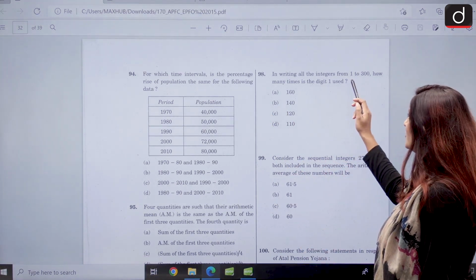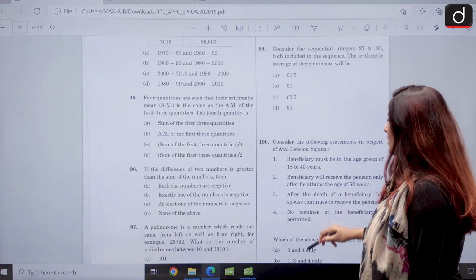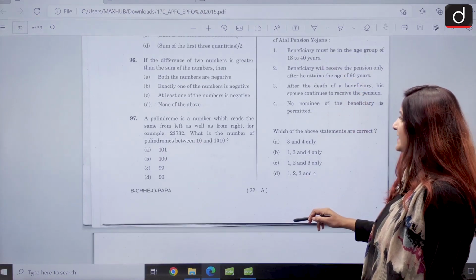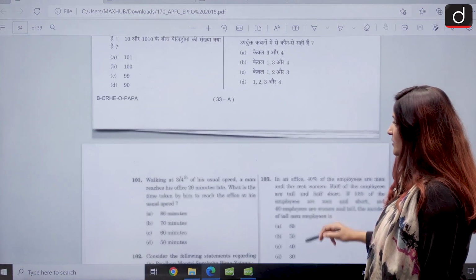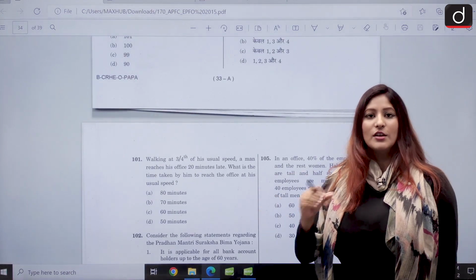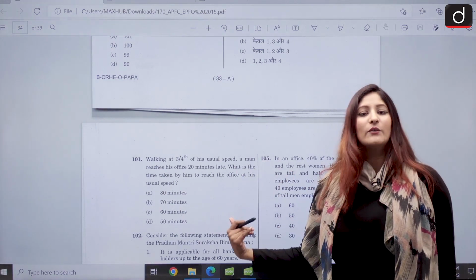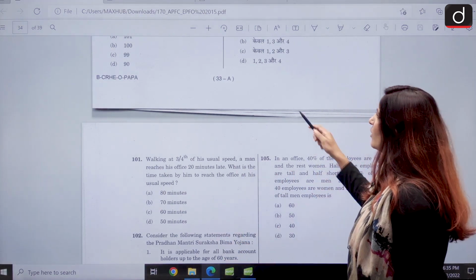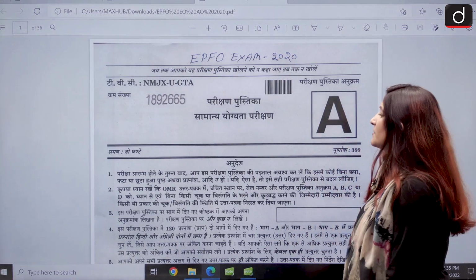In writing all the integers from 1 to 300, a maths question has been asked over here. Then important schemes, maths again, and we have reached our 100th question. So I hope until here you understand what is important to be studied. Then 20 questions are more there, but let's talk about our AO paper, the EPFO Enforcement Officer paper.